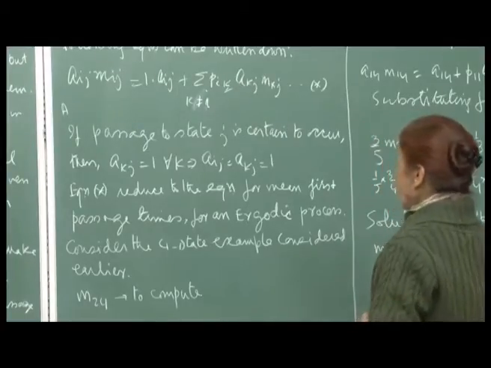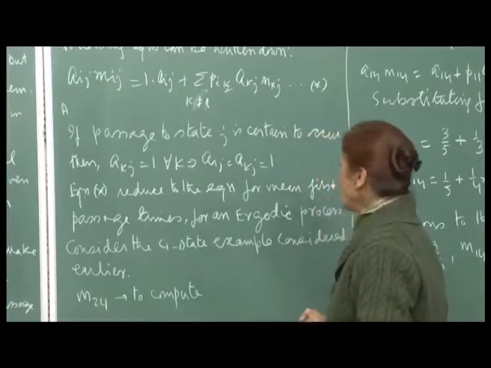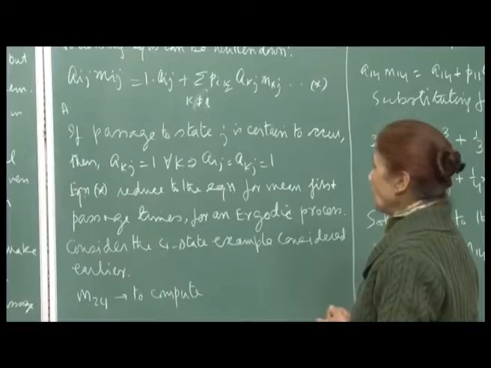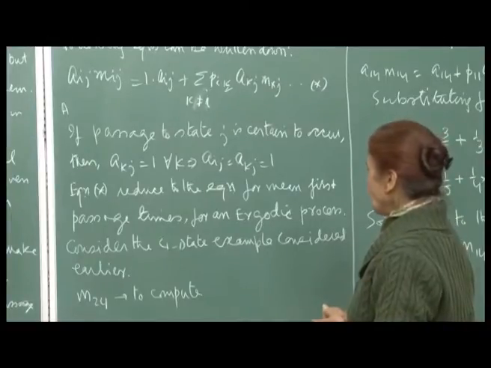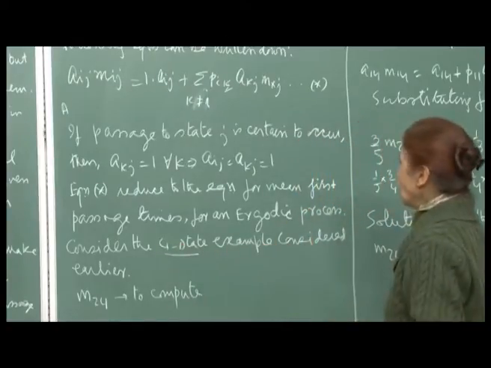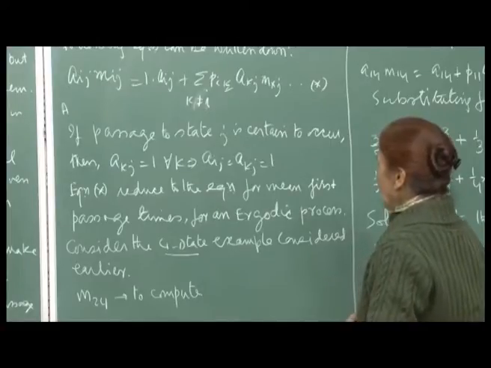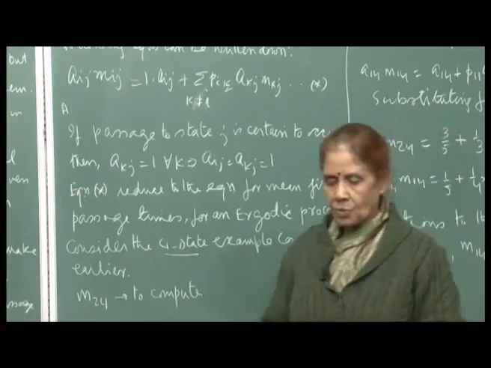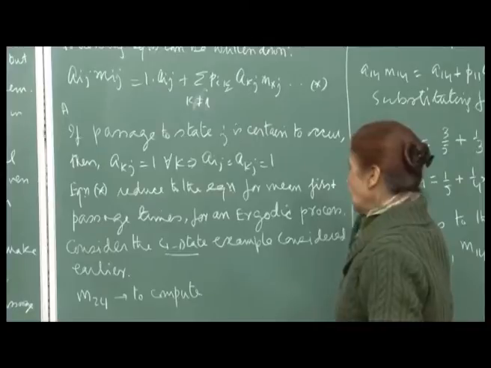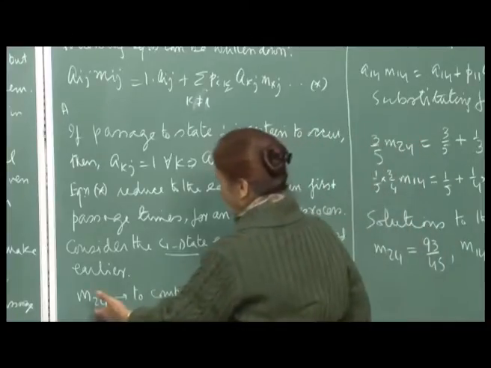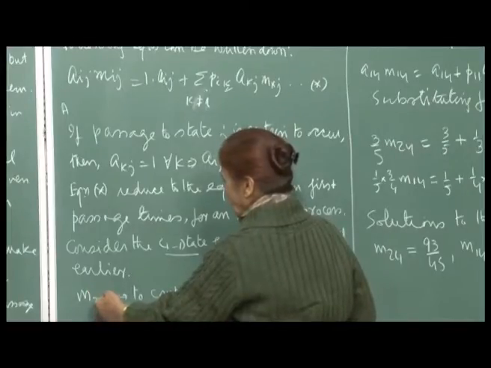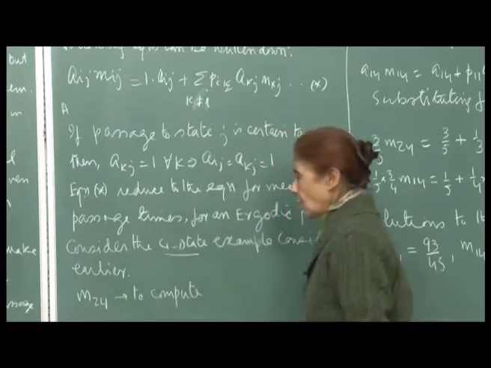So, the whole idea is when you have more than one absorbing state, you want to see how to compute these conditional mean first passage times. So, let us say that in the example that we have been following all along, the four-state example, in which 1 and 2 are transient and 3 and 4 are absorbing. So, you consider state 4, and you want to compute m24. That means you are in 2 and you want to find out the mean first passage time of going to the absorbing state 4. Okay.